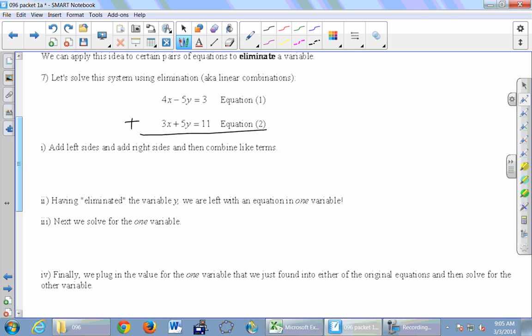Add up these two equations. How many x's do we have when we add up? 7x plus, how many y's? Oh, 0 y's. That's quite fortunate. Equals, add up the right-hand side. 14. Everybody see the adding?